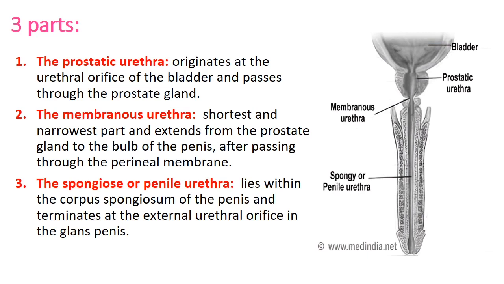Now, the urethra has three parts. The first one is the prostatic urethra, that is just near the prostate. Then the membranous urethra. Then the spongy or penile urethra. In figure C, first is the prostatic urethra, then the membranous urethra, then the spongy or penile urethra.